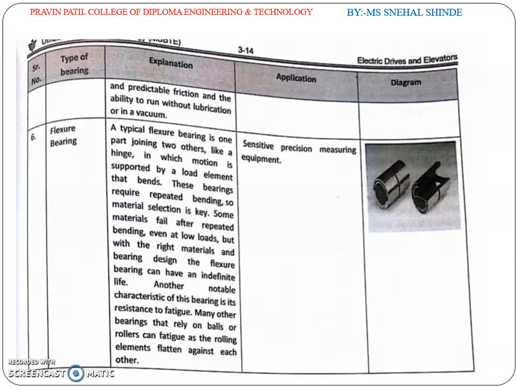Another notable characteristic of this bearing is its resistance to fatigue. Many other bearings that rely on balls or rollers can fatigue as the rolling elements flatten against each other, and applications are sensitive precision measuring equipment.